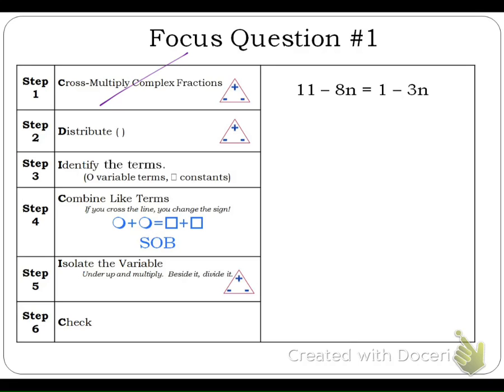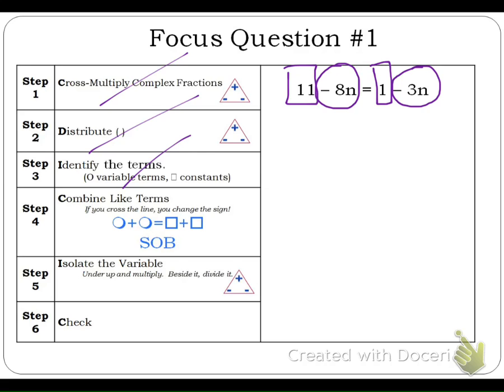Next step, distribute. Do we need to distribute in this problem here? No, we only distribute when we have parentheses. Step 3, identify the terms. This is the one step that I always say you can never get away from, and don't ever skip it. I know some people want to take their training wheels off and think they can just do this in their head. If you ever get stuck and you don't know what you're doing, put your training wheels on and then you'll figure it out. 11 is a constant. Negative 8n is a variable term. 1 is a constant. And negative 3n is a variable term. So we've identified our terms.